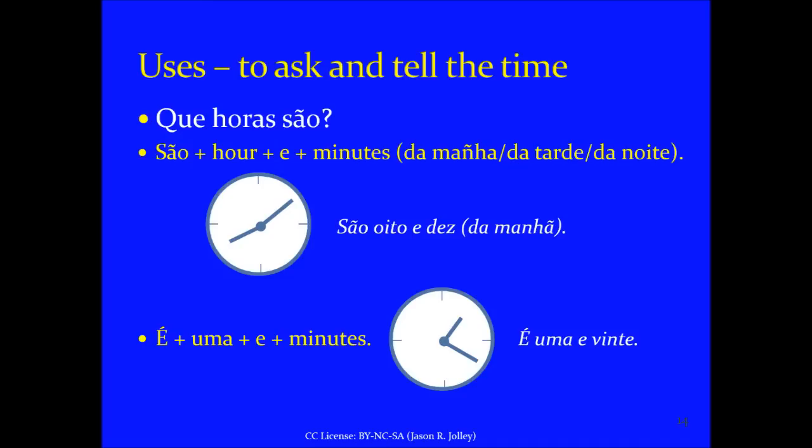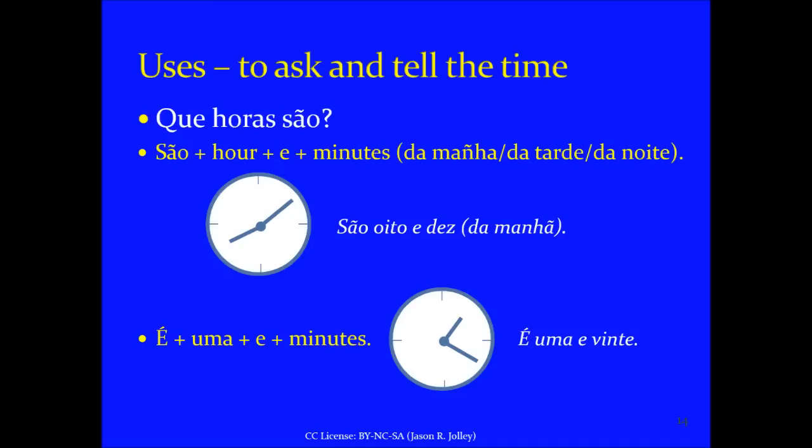When you want to ask what time it is, it's que horas são? Que horas são? And you answer by saying são, then the number, são 8, then the conjunction e, and the minutes. If you want to add for clarity, da manhã in the morning, da tarde in the afternoon, da noite, da madrugada. Da noite is at night, right? So on this little clock, I might say, que horas são? São 8:10 da manhã.